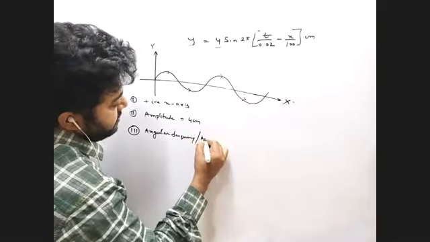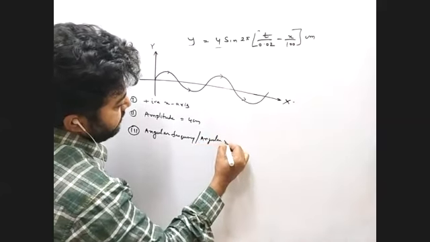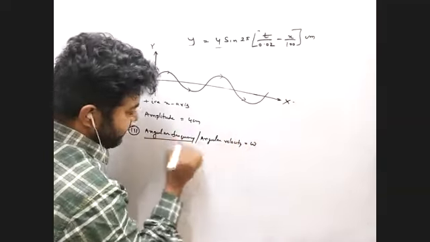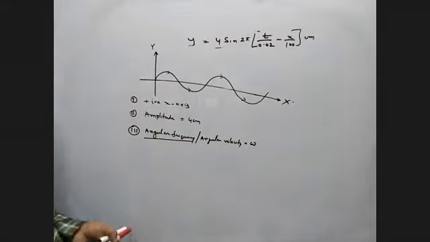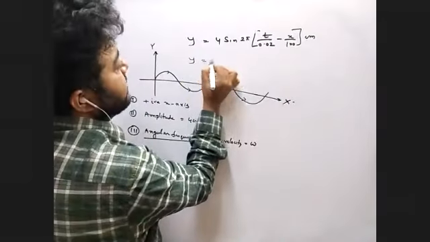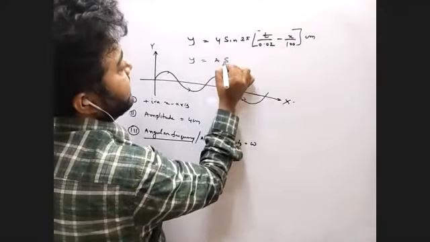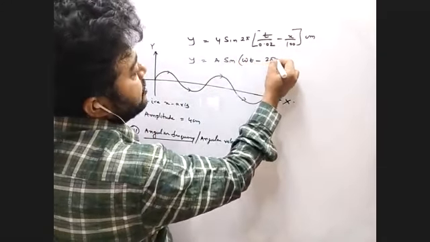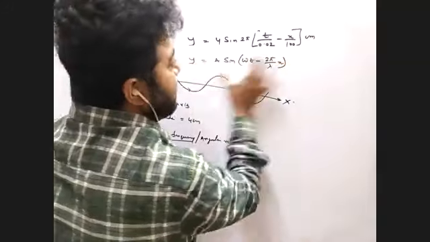Or angular velocity, which is omega. This one is more popular than this one, especially in waves. So whenever you have this type of question, you can do one thing to compare it. You write it in that way: sine of omega t minus 2 pi by lambda x. Is it clear?